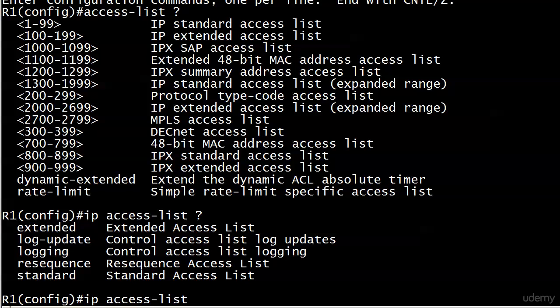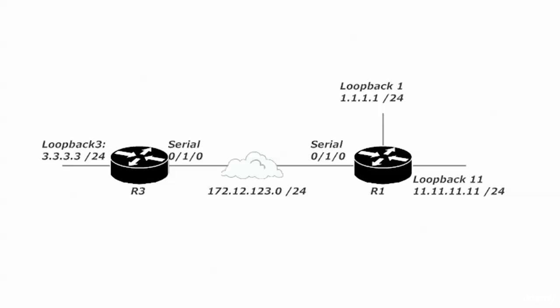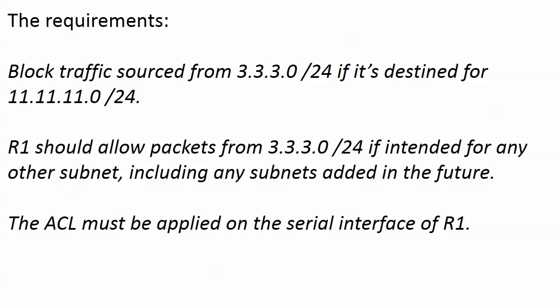Now, we know the problem we ran into in the previous lab as far as blocking access to one of these loopbacks, network 11 specifically, and not network 1 over there on loopback 1, and not any future networks. And just a quick review of those requirements. We want to block traffic sourced from network 3 if it's destined for network 11, but router 1 should allow packets from network 3 if intended for any other subnet, including the dreaded subnets that may be added in the future. Also, the ACL must be applied on the serial interface of router 1.